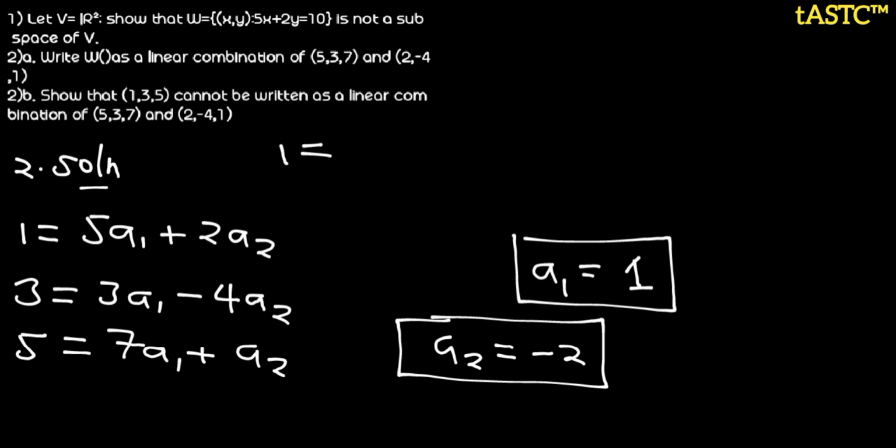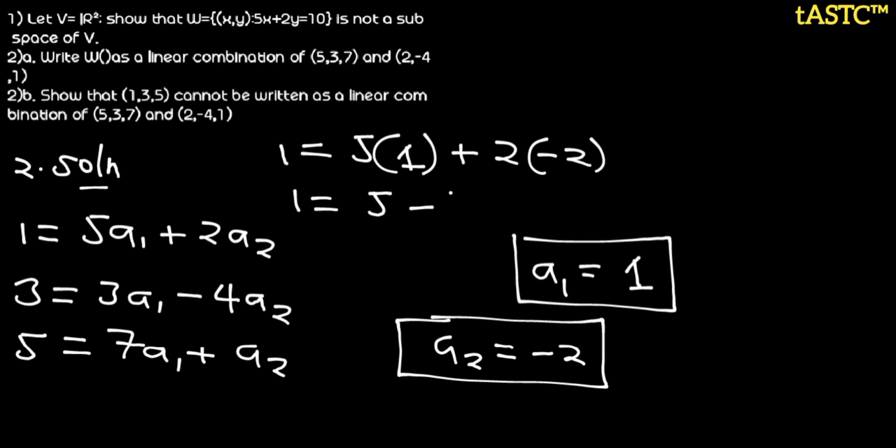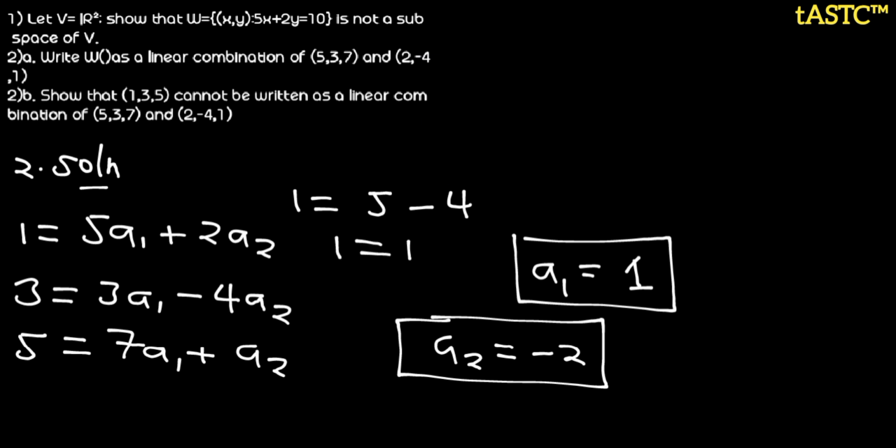This is going to be a 1. So we have 5 multiplied by a1, which is going to be a 5. And here we have 2 multiplied by a2, which is a negative 2. So this is going to be 5 minus 4. Clearly, 5 minus 4 is going to give us a 1. And 1 is equal to 1, so that works.